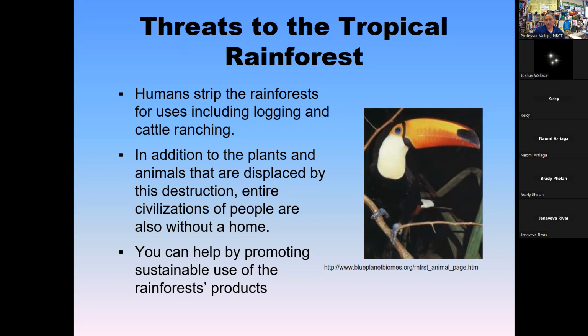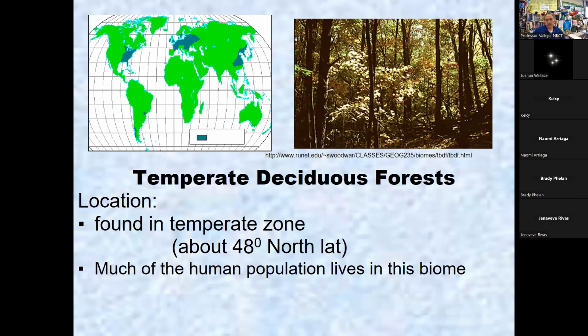All right, so that's a tropical rainforest. Let's take a look at the next one. The next one is where most people live. It's the temperate deciduous forest, and it's found in the temperate zone, about 48 degrees north latitude. If you take a look here, that's 15, 30, and 45. So when you look over here, that is where most people live. Look, there's the eastern United States, there's Europe, there's China and Korea. There's Japan right there. Most people live right about there.